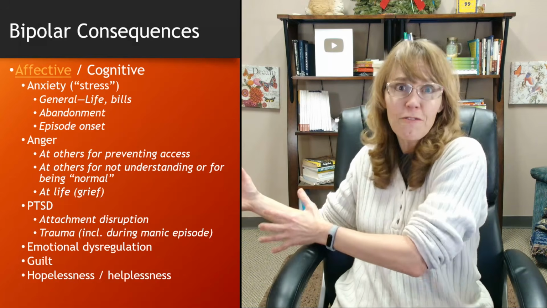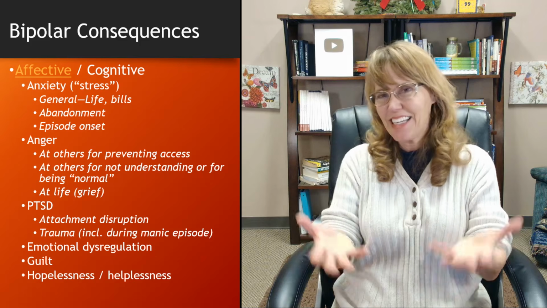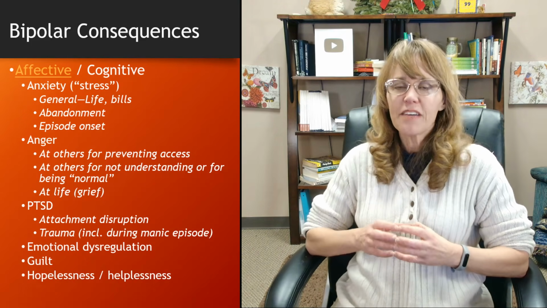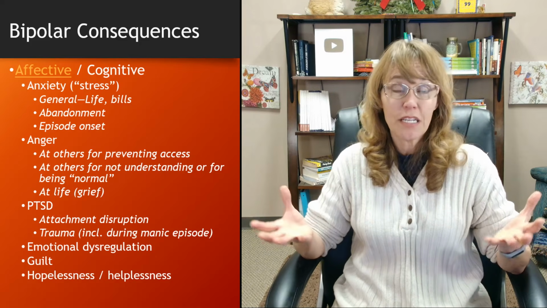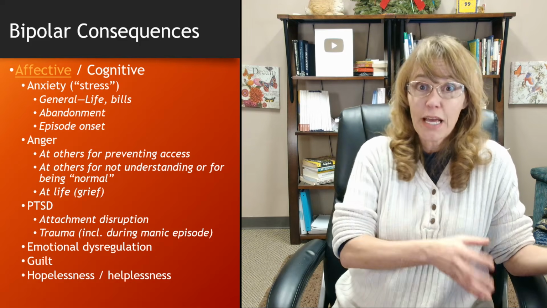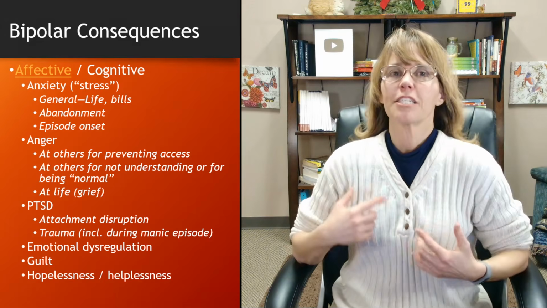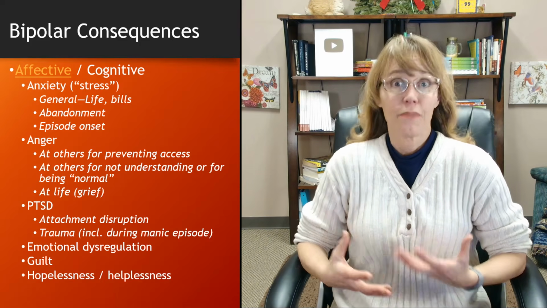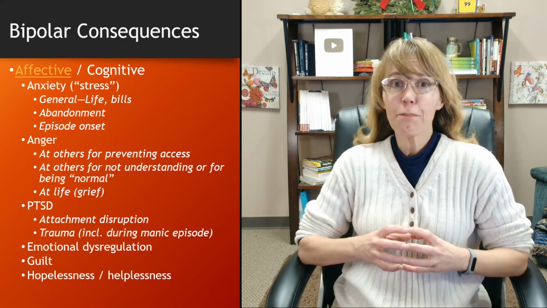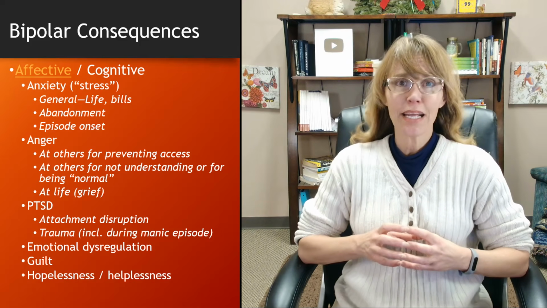But then there's also a grief that follows when they're like, okay, now that I have this, I don't want it. How do I integrate this? People can develop PTSD as a result of attachment disruption, especially if their bipolar onset was when they were children. But at any age, if they are regularly experiencing abandonment, it can be very traumatic for people. And they can also develop PTSD as a result of traumas that they experienced during manic episodes.